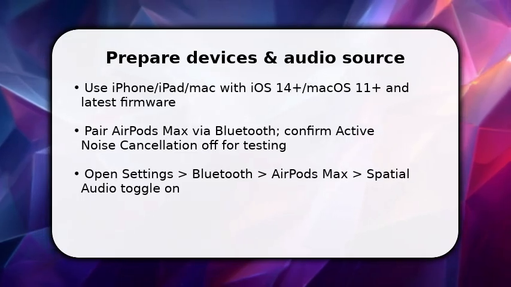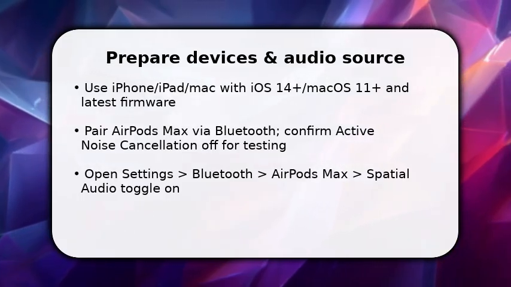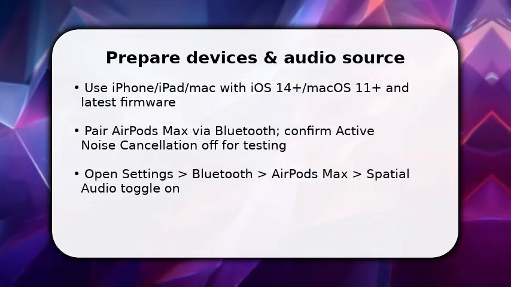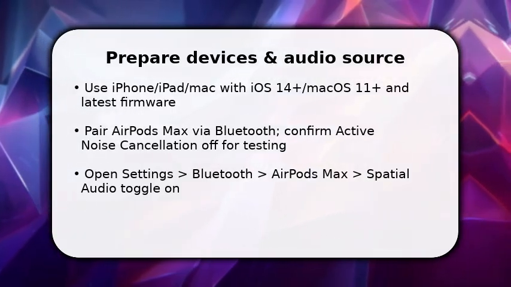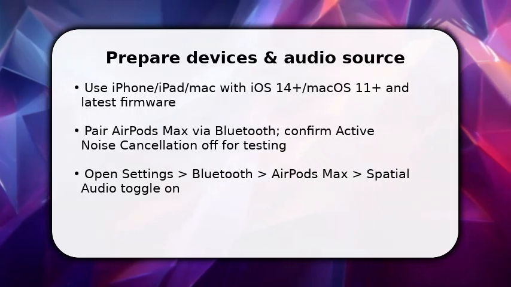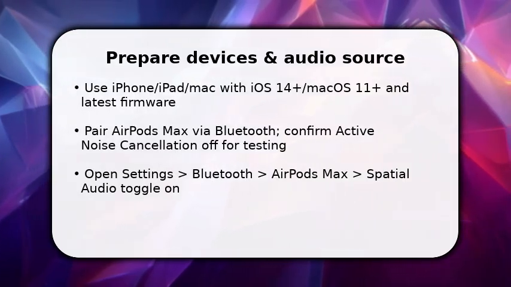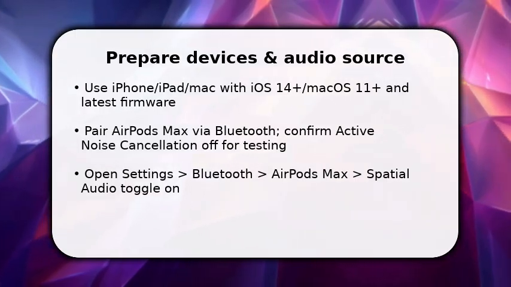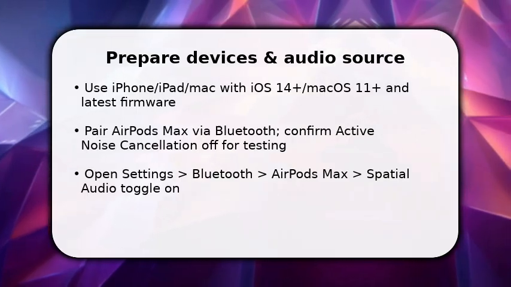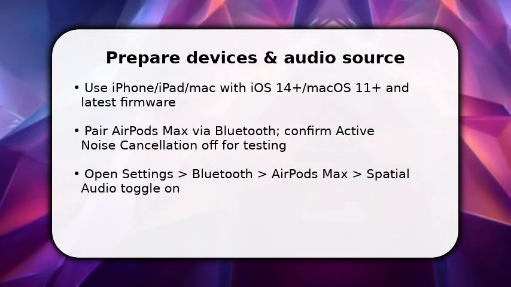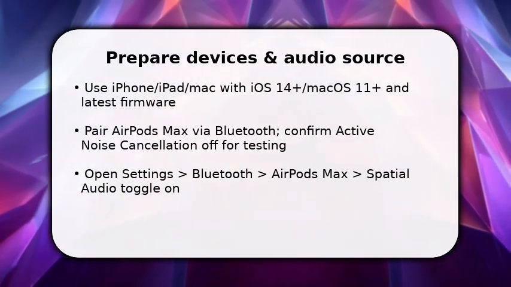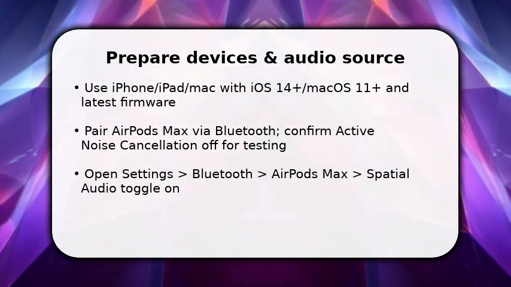You start by preparing devices and confirming compatibility. Get an iPhone, iPad, or Mac with current OS and update AirPods Max firmware. Once paired, open Bluetooth settings and enable spatial audio for those headphones. Make sure the audio source supports Dolby Atmos or spatial formats. Streaming apps often have a dedicated toggle. While you do this, make sure head tracking is turned on for dynamic spatial effects. These first steps make the rest work properly.